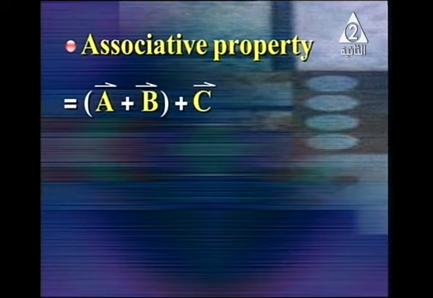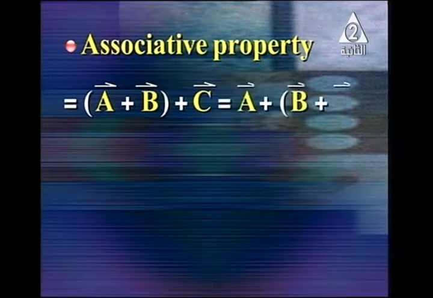Number 3, associative property. What do you mean by associative property, dear student? If we have 3 vectors belonging to R3 as A, B, and C, if we add A plus B, then add the result with C, it equals when we add B plus C vectors, then add the result with A vector.